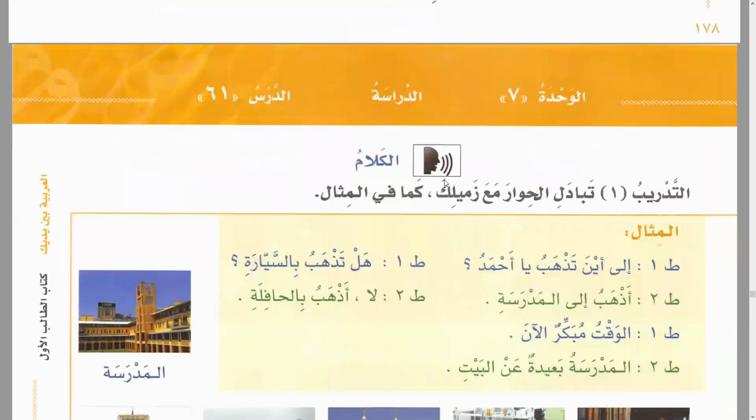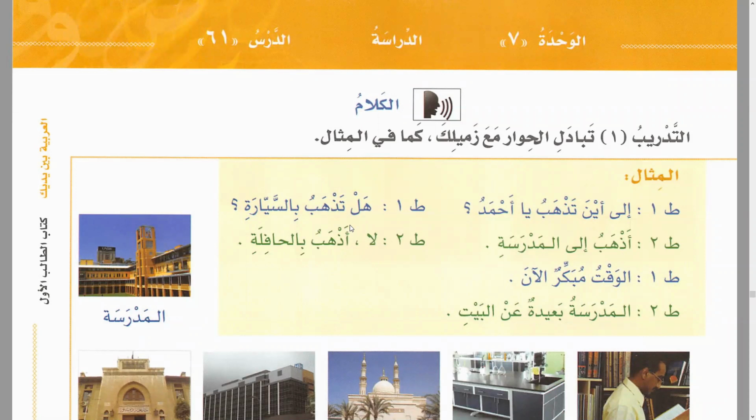Then we have الكلام. Al-kalam is a speaking practice. Okay, this is kalam, right? تبادل الحوار مع زميلك كما في المثال. Exchange the dialogues with your colleague as in the example.